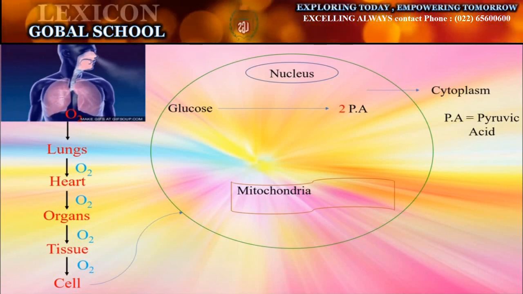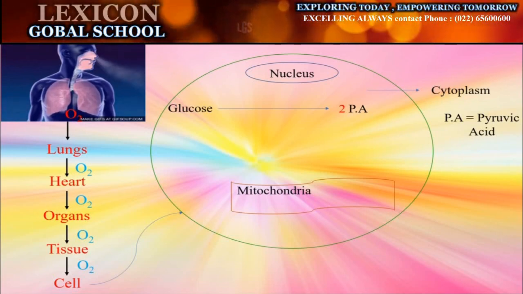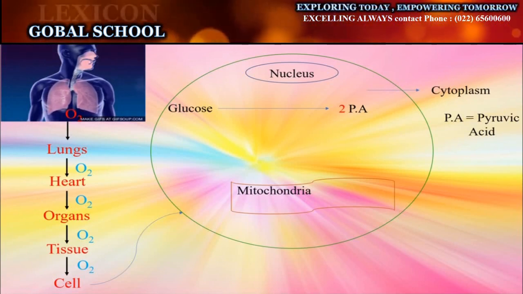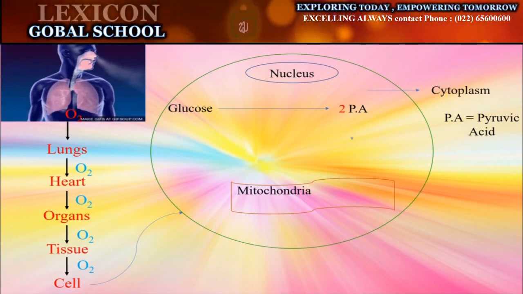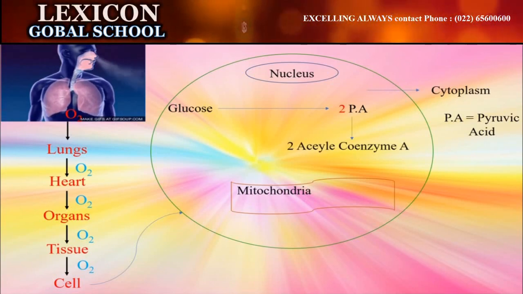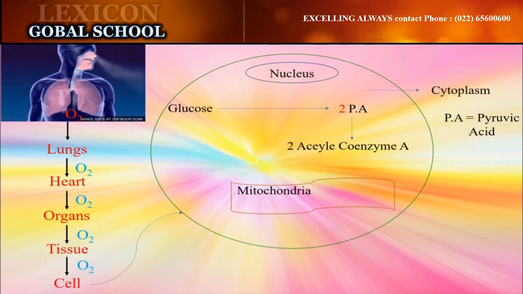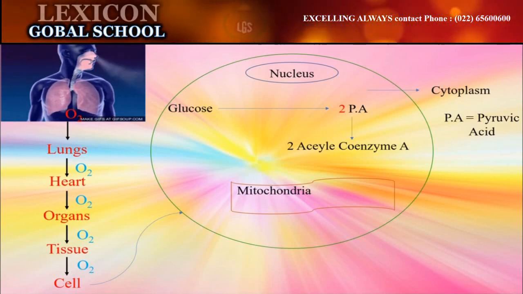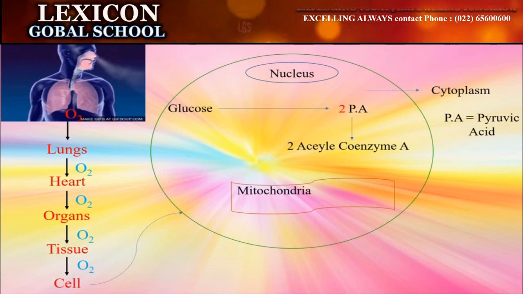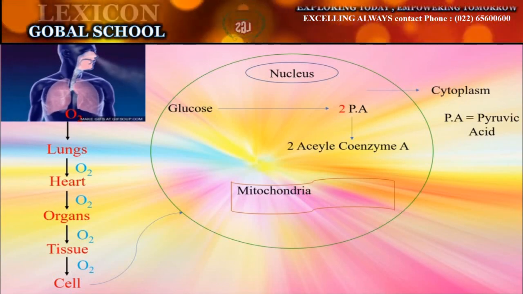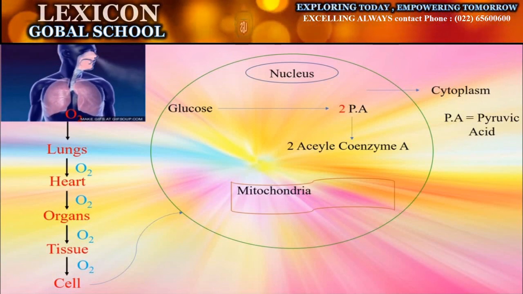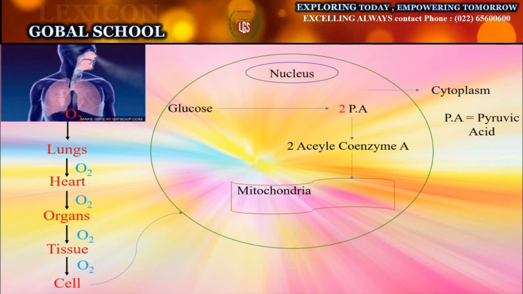So glucose breaks itself down and gives me pyruvic acid. Pyruvic acid further breaks down to release a lot of energy, and it gets converted into acetyl coenzyme A. We have two pyruvic acids, so one pyruvic acid will give one acetyl coenzyme A, and the other pyruvic acid would give the other acetyl coenzyme A. This acetyl coenzyme A gives out two molecules of NADH2 and FADH2 and enters into the mitochondria. And that process is called the Krebs cycle.